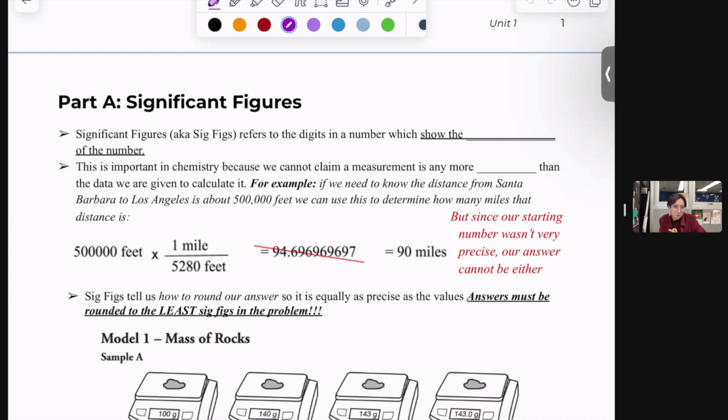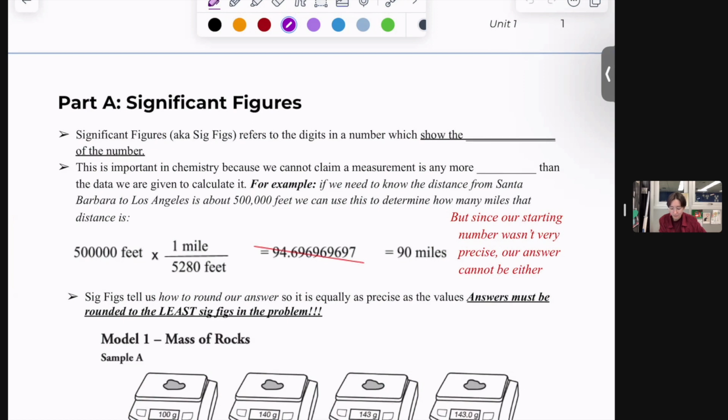Honestly, it's a very annoying thing, but it's something you gotta learn if you're trying to do more advanced chemistry. And hopefully this will give you an idea of why we bother. So significant figures, most of the time we just say sig figs. All the cool kids say sig figs.